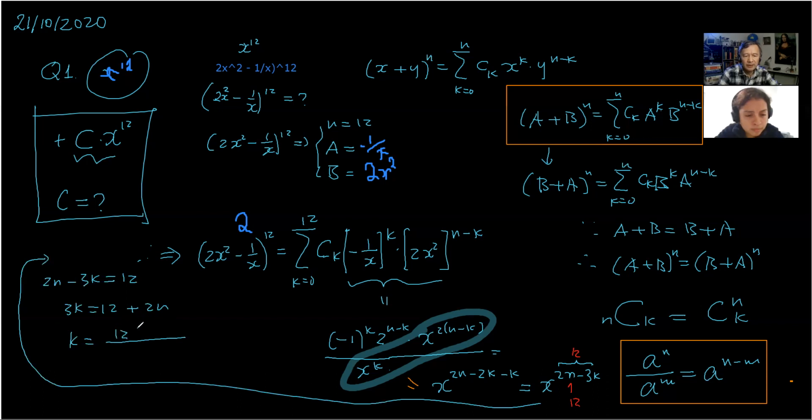N is 12, can you see? That's 12 plus 2 times 12, because n equals 12, do you agree? Can you see the result now? Can you see the solution? Yes, it's divided by 3. So what is k? It is 36 divided by 3, 13. Is it 13 exactly? I think so. 13. Double check that.